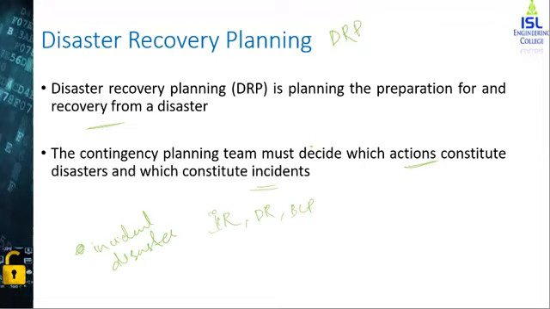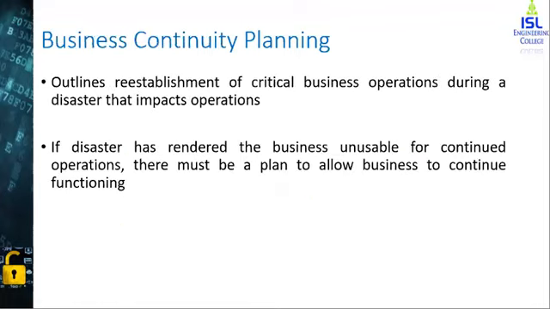Now, the main goal of disaster recovery planning is to make things back to normal, to make things whole again as they were before the disaster. The next one is business continuity planning. This business continuity planning is going to outline the reestablishment of critical business operations during a disaster that impacts the operation. That is how you're going to come back to normal, how you're going to start working again and get the system whole.